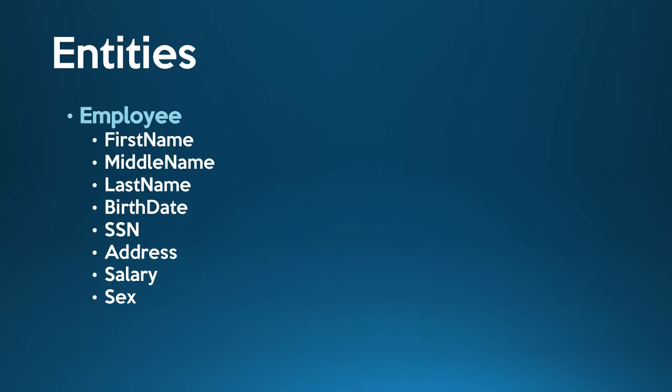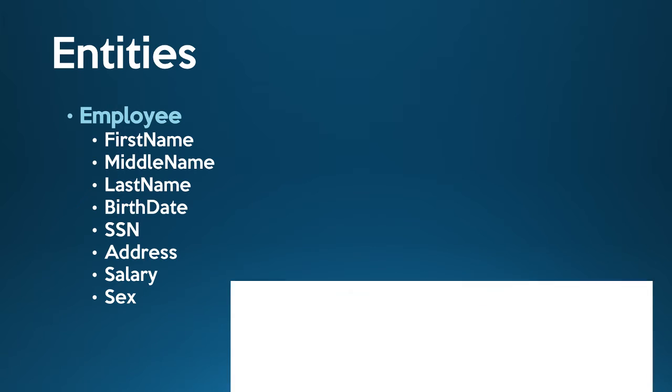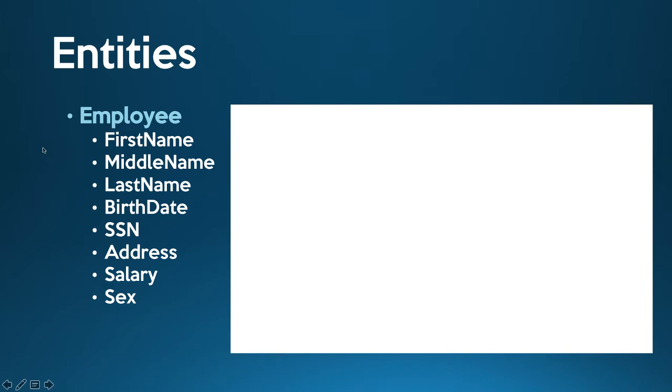So, first we have the entities for our database. For employee, these are the things we can have: first names, middle names, last names, birth date, SSN, address, salary, and sex. So those are the different attributes for that entity. Okay? So this is our first entity for the database. And we'll get to draw it.